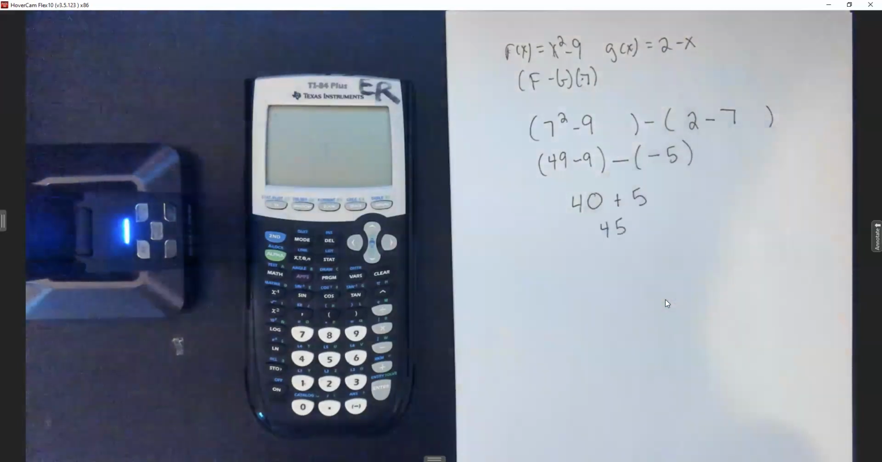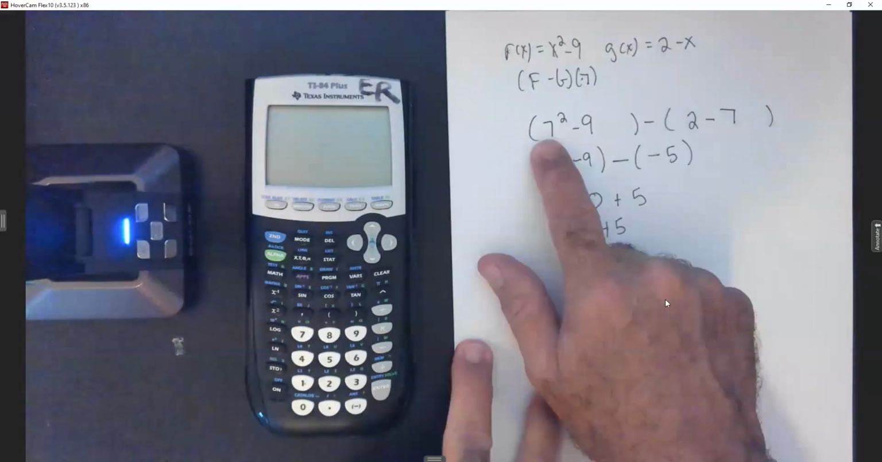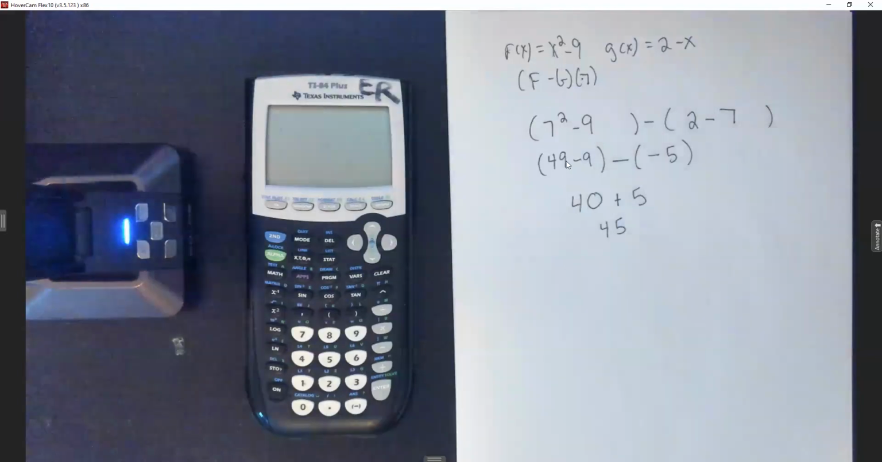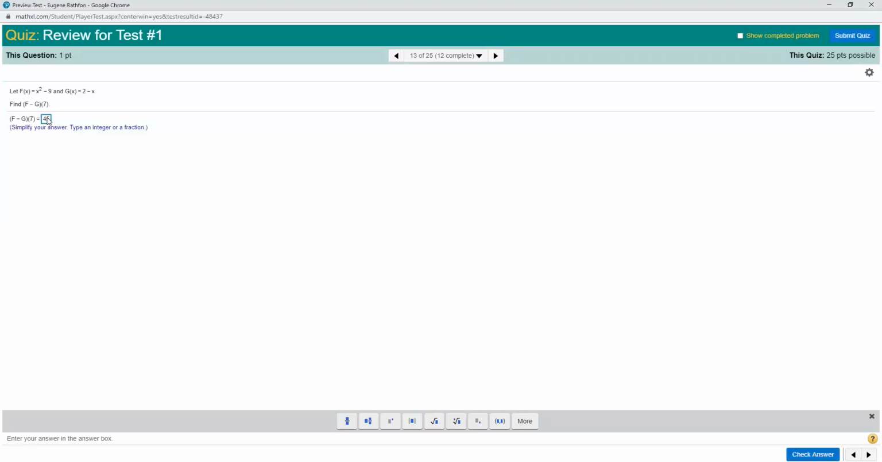Okay? Remember, you can do that on a calculator. I would probably, at this point, plug all that in and be done. All right, back to the test screen. So I'd put in 45, I think, and then move on.